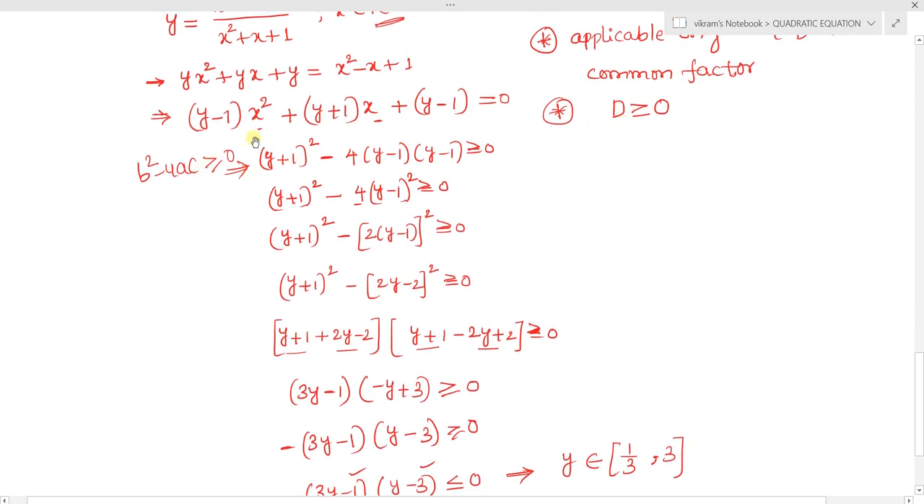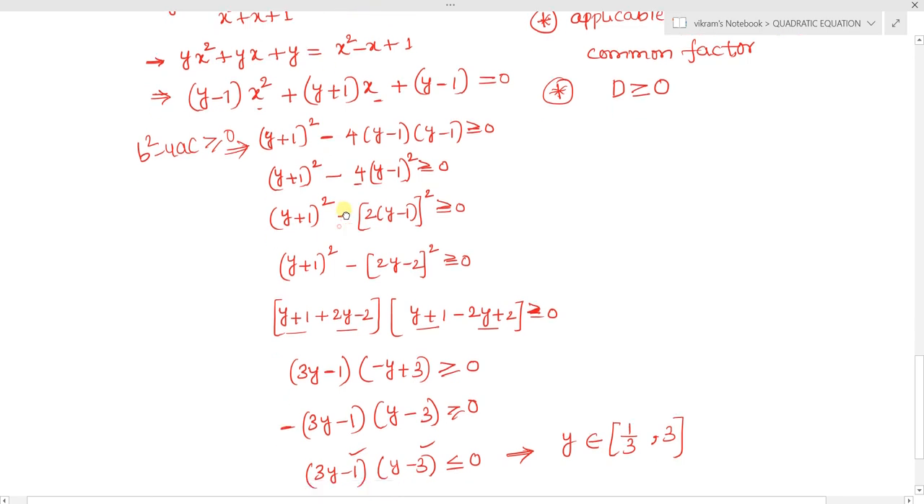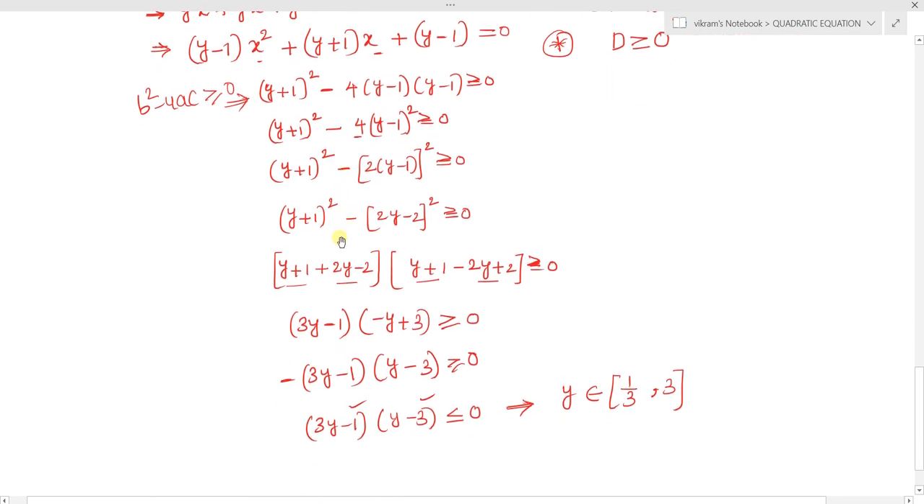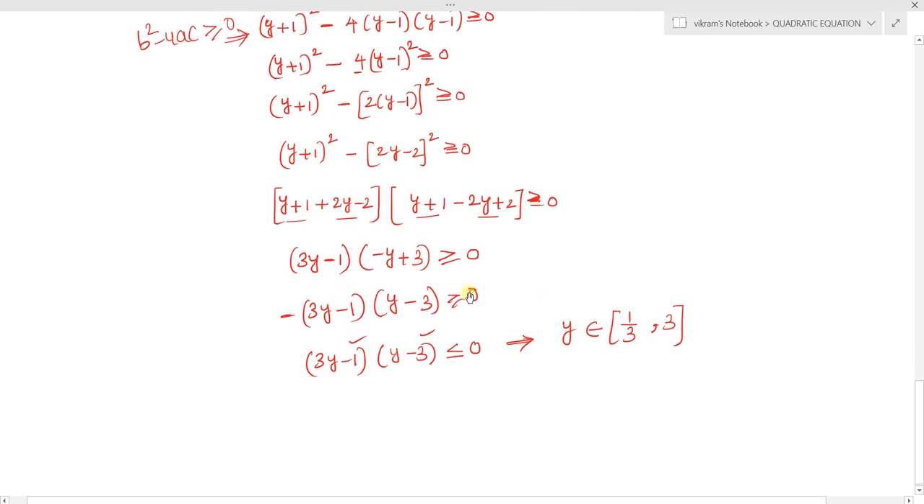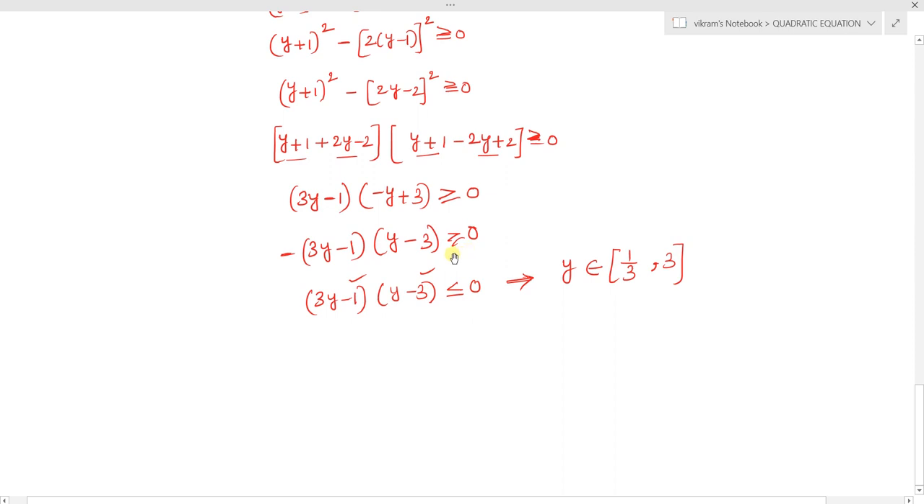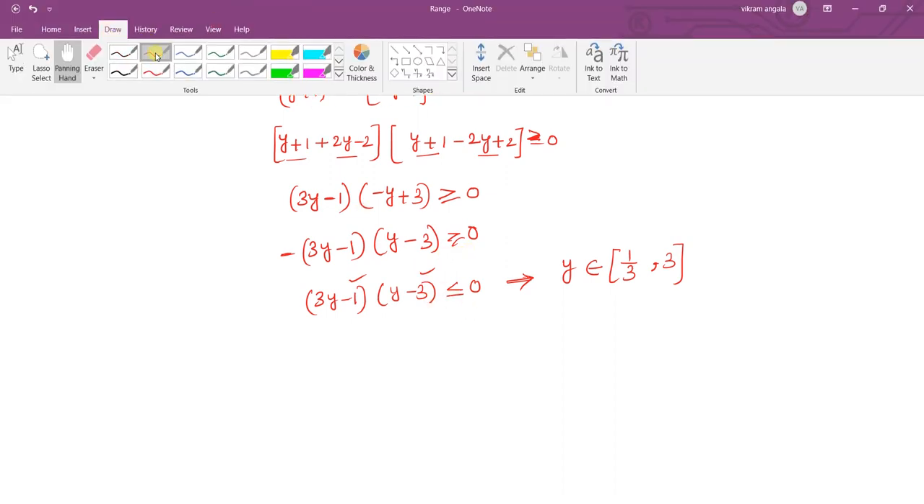Then if the discriminant b square minus 4ac is greater than or equal to 0, we will obtain an inequality in variable y. So the values of y are obtained over here. The values of y are nothing but the range of our required function.